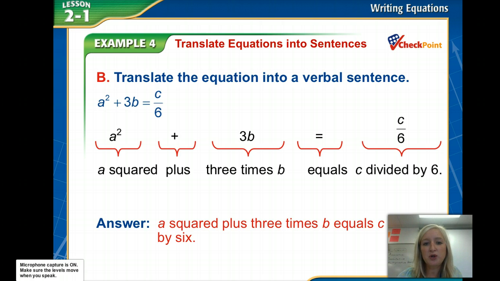Now it's a little bit more tricky when we translate the equations into sentences because as we've learned, our addition, subtraction, multiplication, and division have a variety of words that we can use. Equals, we don't always necessarily have to use equals. We can use the word is. A squared, we could say added to 3 times b. So there's a variety of answers. You just have to make sure that your sentence matches your equation.